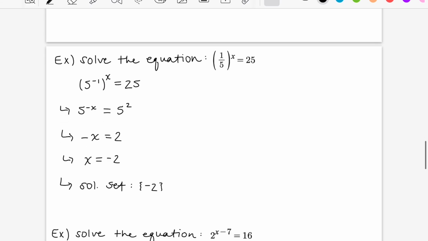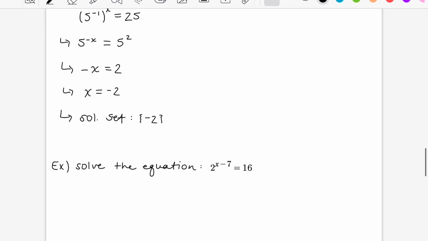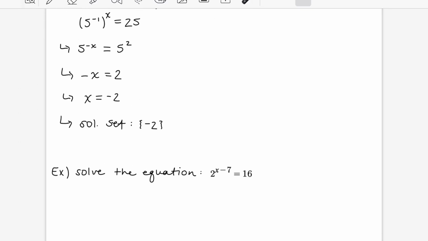All right, let's do a couple more. We have this equation here, and again, we want to solve for x. So what we're going to do is try to rewrite these to have the same base. On this side, our base is 2, and on this side, we have 16. So we'll have 2 to the power x minus 7. And rewriting 16 so it has a base of 2, we can write this as 2 to the power 4, because 2 to the power 4 is equal to 16.